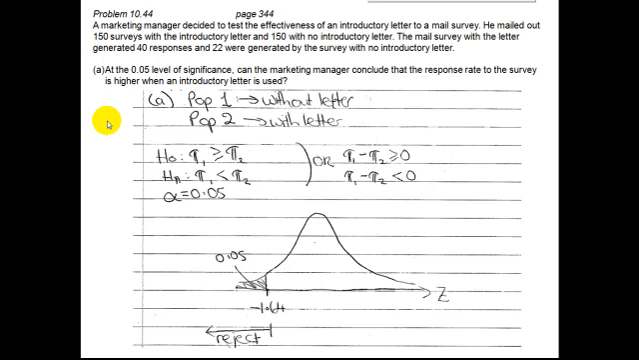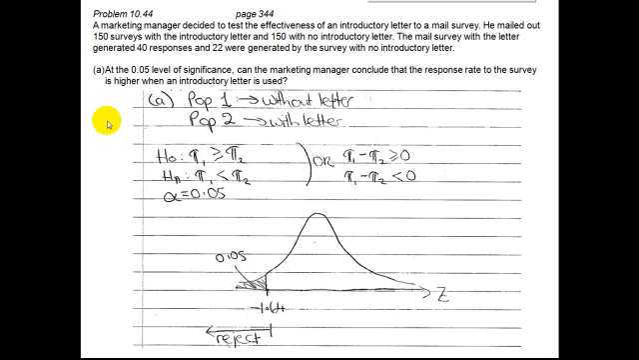So let's now have a look at part A and see what we've got to work out specifically. At the 5% level of significance, can the marketing manager conclude that the response rate to the survey is higher when an introductory letter is used? So two populations, we're going to do a hypothesis test. It's a 5% hypothesis test, and the trick, once we know we're doing a hypothesis test, is to think about whether it's one tail or two tail.